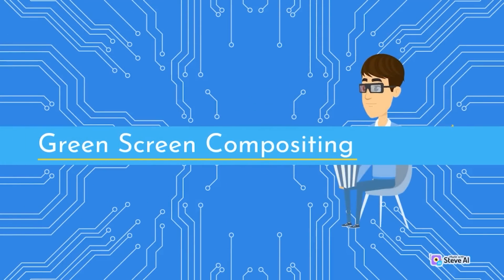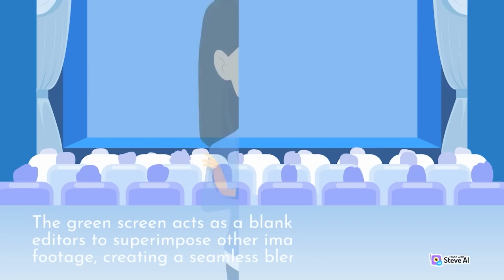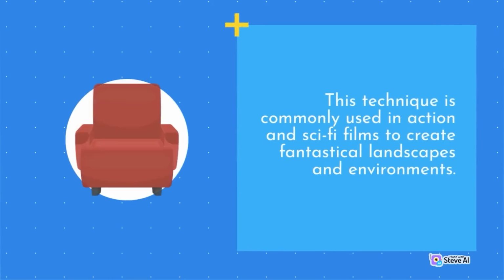Green screen compositing. Green screen compositing is a technique used to combine footage shot against a green screen with other footage or images to create a composite image. The green screen acts as a blank canvas, allowing editors to superimpose other images or videos onto the footage, creating a seamless blend between the two. This technique is commonly used in action and sci-fi films to create fantastical landscapes and environments.